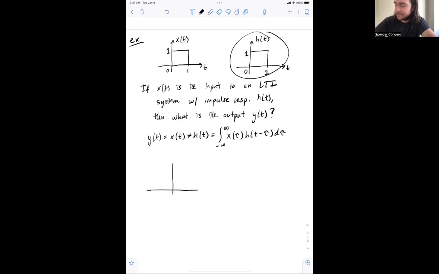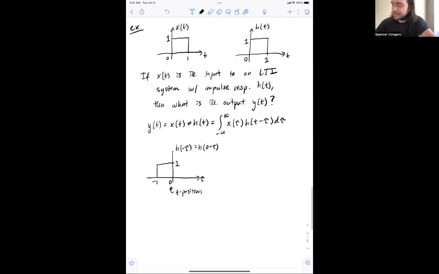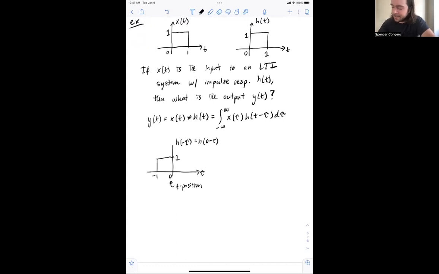Okay, how do I flip this function to get h of negative tau? Well, I just flip it across the vertical axis. That's easy enough. Okay, I like to label this as my t position, because in this example of h of t minus tau, t is just 0 here. So that 0 is playing the role of my t here. This was the flip stage.